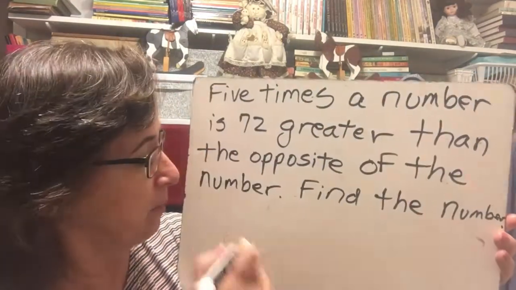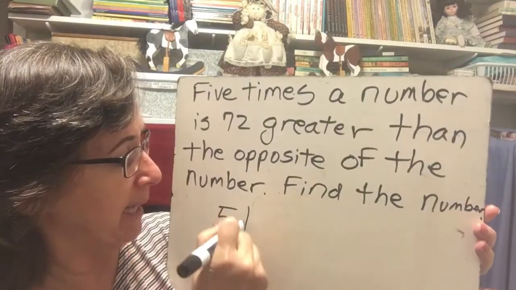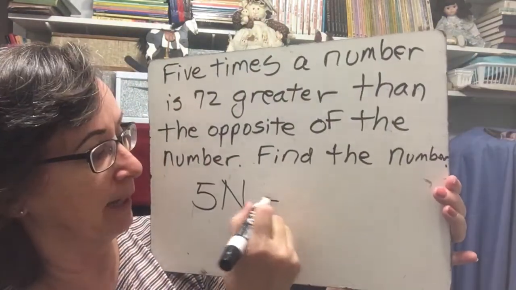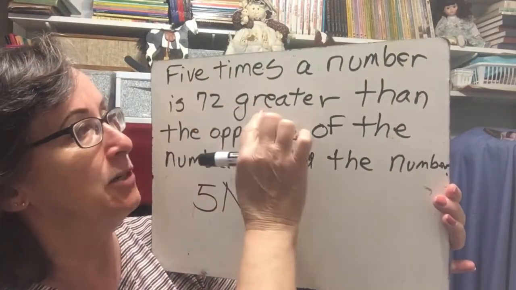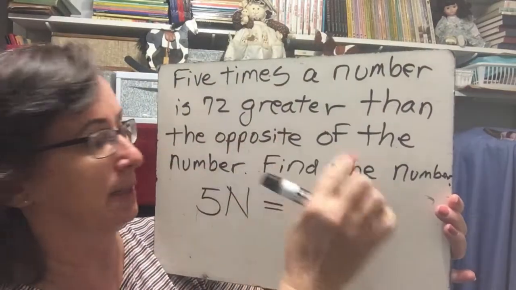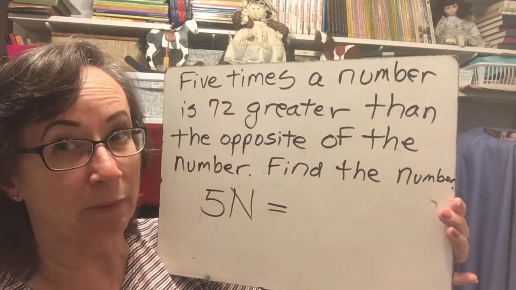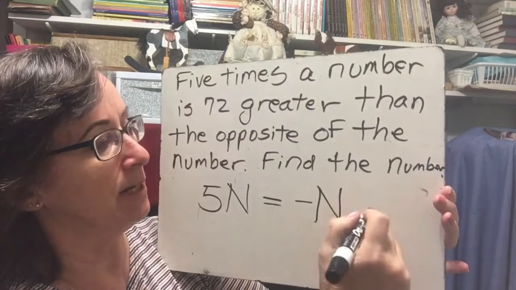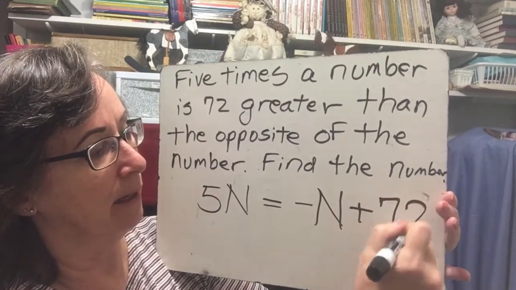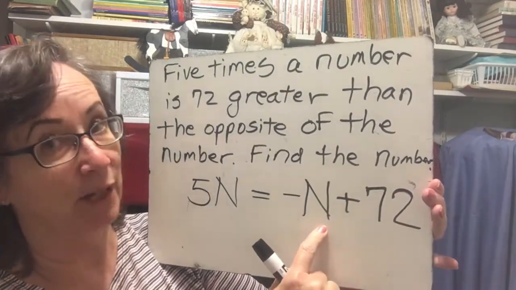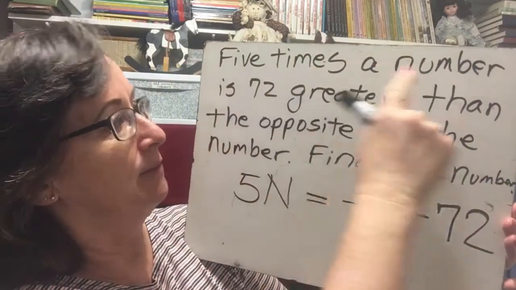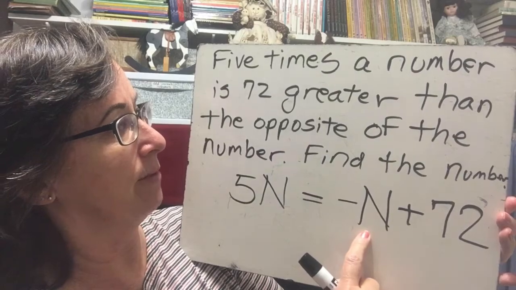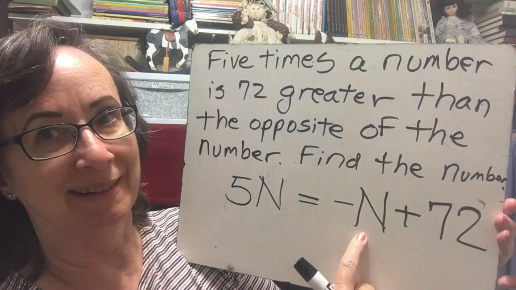5 times a number would just be 5 times n, or 5n. Is my equal sign. 72 greater than the opposite of the number. The opposite of the number would be negative n. And 72 greater than the opposite of the number. Okay, let's see if we did it. 5 times a number is 72 greater than the opposite of the number.